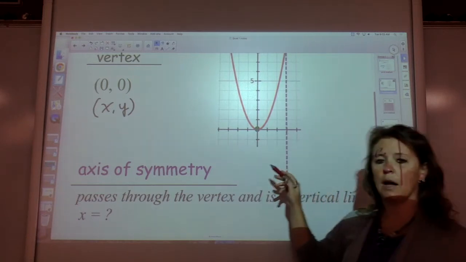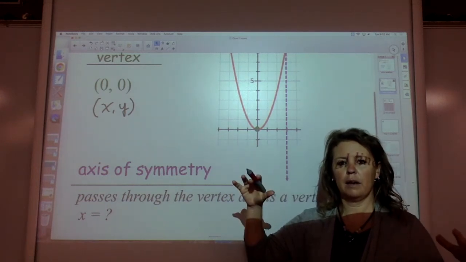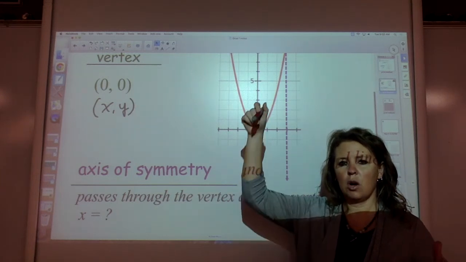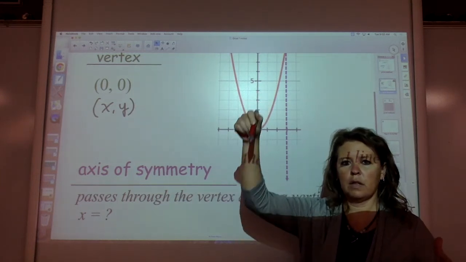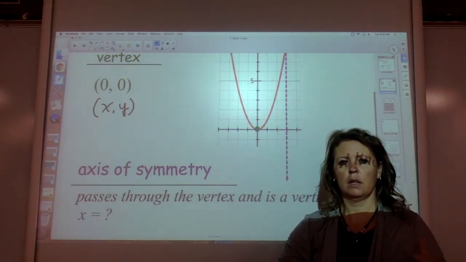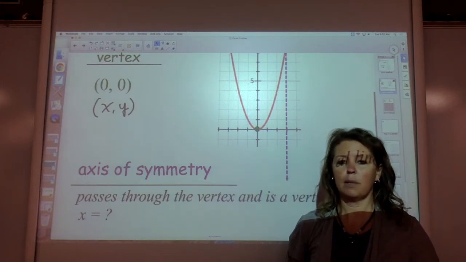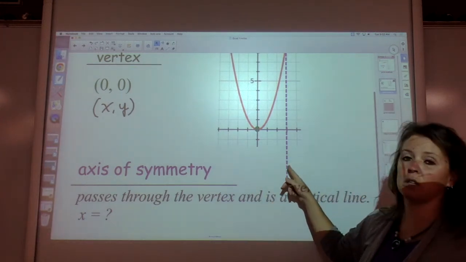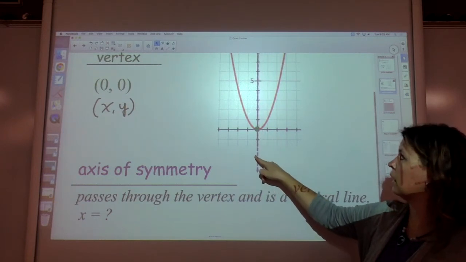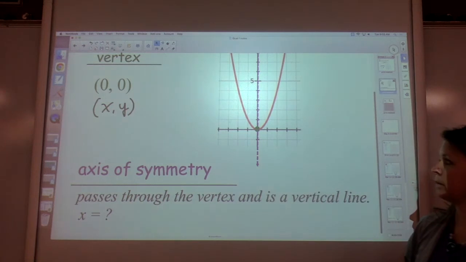For those of you that do not know this, the North Pole, South Pole on the planet Earth, there's not actually a pole that runs all the way from the north of the Earth to the bottom or south of the Earth. We say that the Earth spins on its axis, but there's not really a pole that goes all the way through it. It's imaginary, just like this. This axis is imaginary. It splits it right smack down the middle of the parabola.